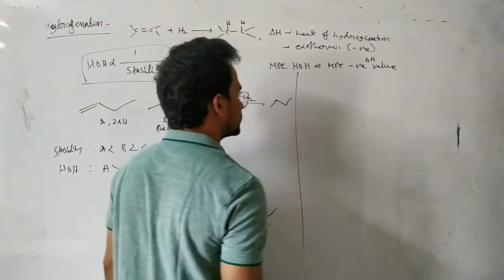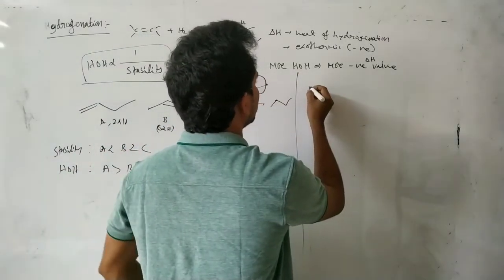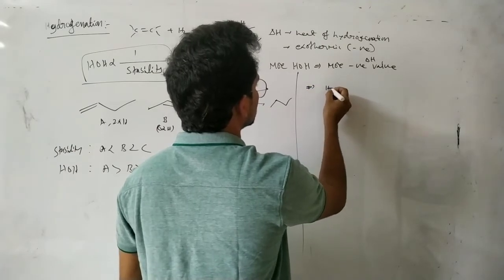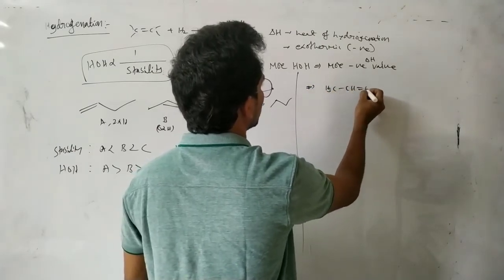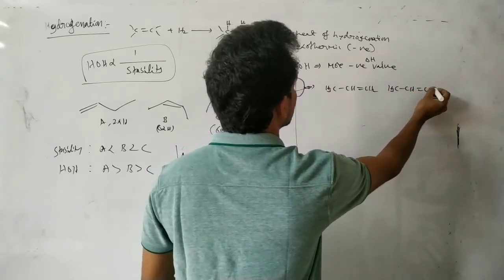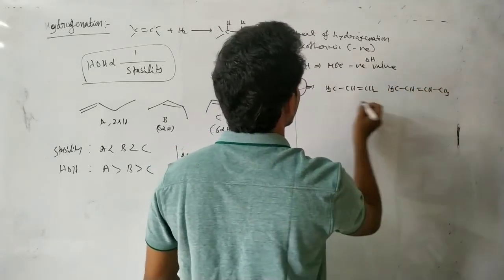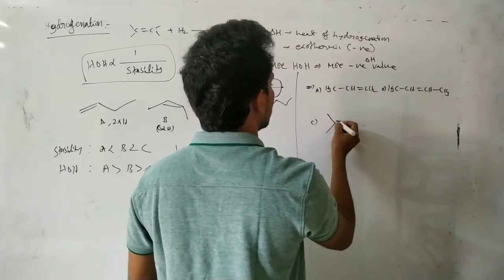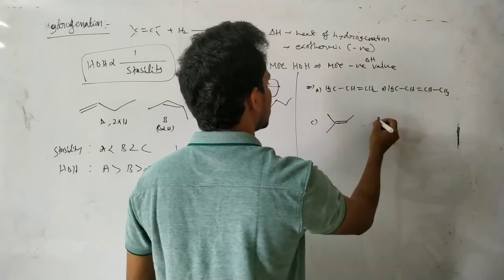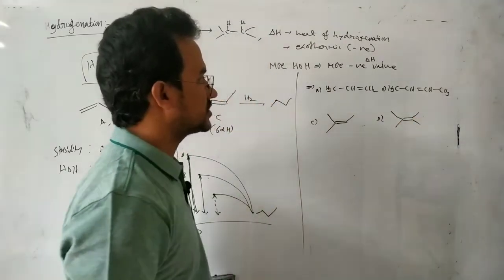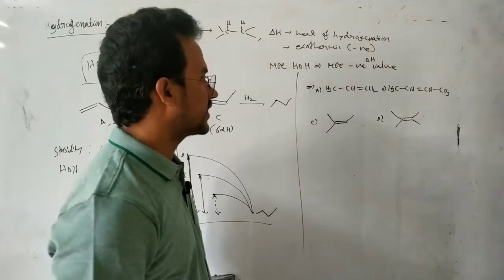Now see another example: CH3CH=CH2 and CH3CH=CH3, here A, B, C. Which one has the higher heat of hydrogenation?